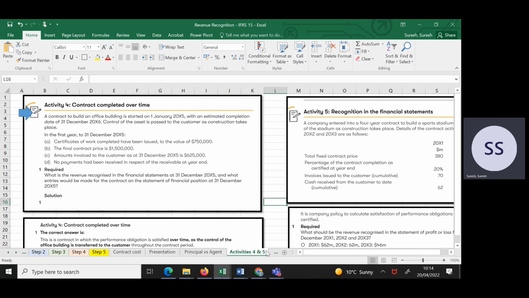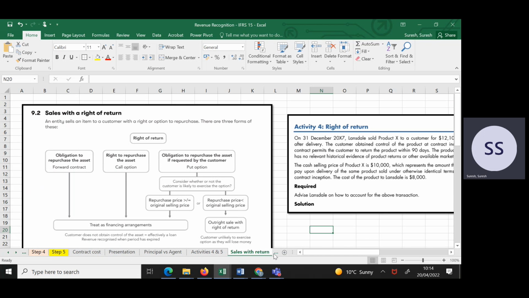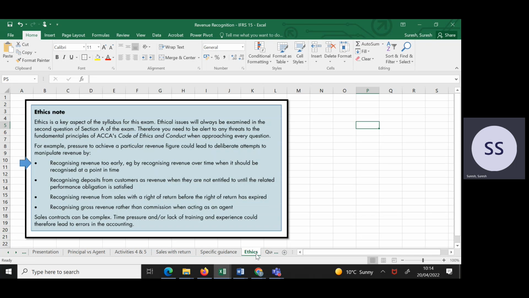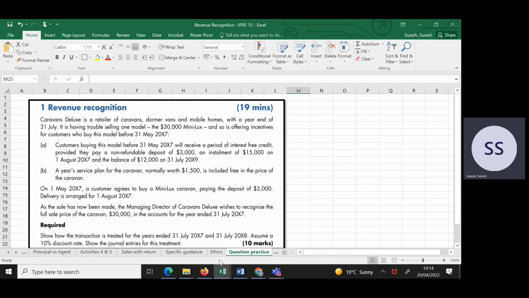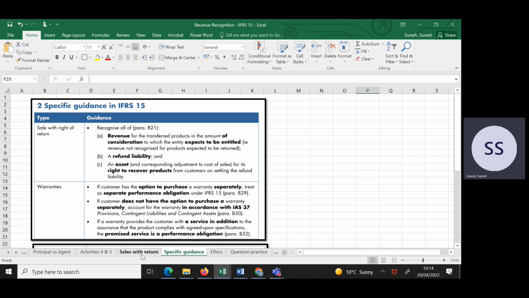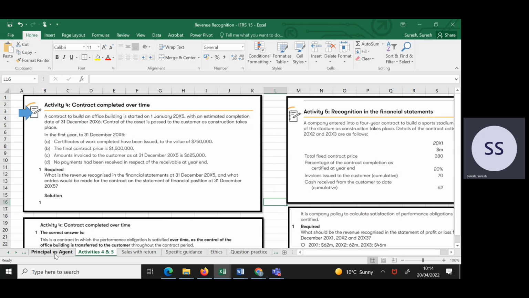Then we have activities 4 and 5. And then we have sales with a right of return, specific guidance, ethics. And finally the questions, right? Complete in detail, complete video recordings.